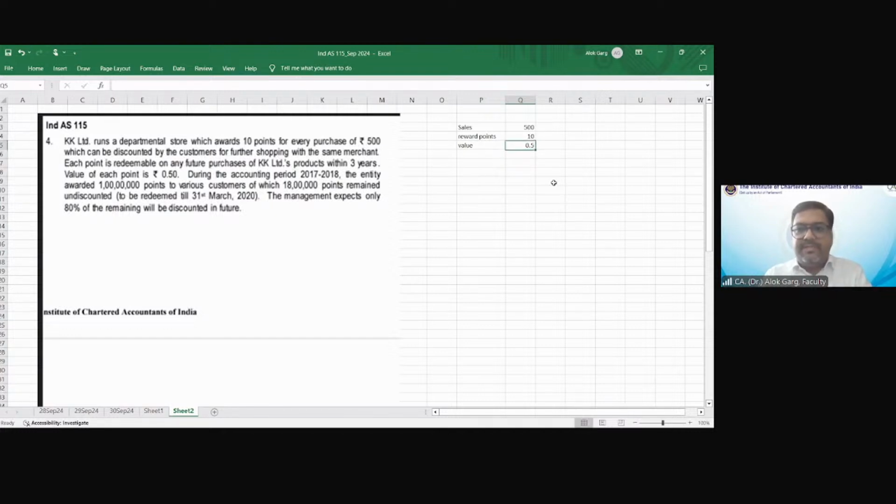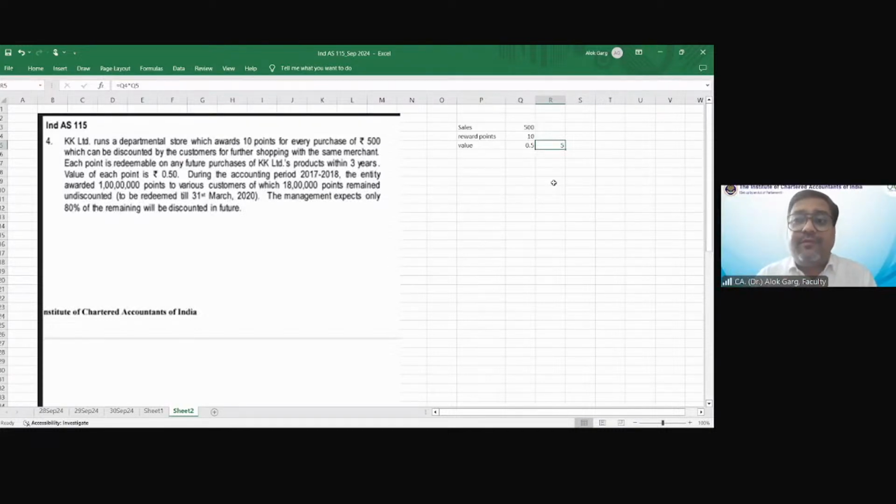0.50, 50 paisa. It means what is the value of these 10 reward points, for example? At sales of 500 rupees, the company is giving 5 rupees, right? The company is giving a discount of 5 rupees. मतलब अगर राज एक कस्टमर है, राज ने अगर 500 का गुड्स परचेज किया है तो राज को 10 रिवार्ड पॉइंट्स मिलेंगे और राज उससे 5 रुपए तक का सामान फ्री में खरीद सकता है. मींस 5 रुपए तक का डिस्काउंट ले सकता है.